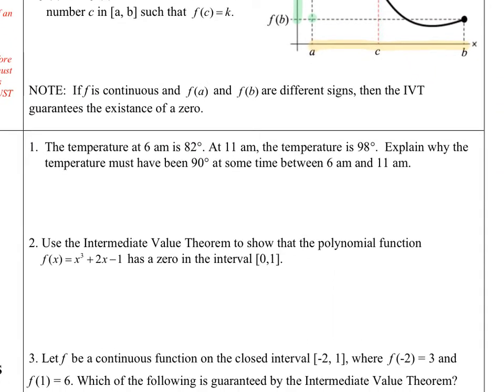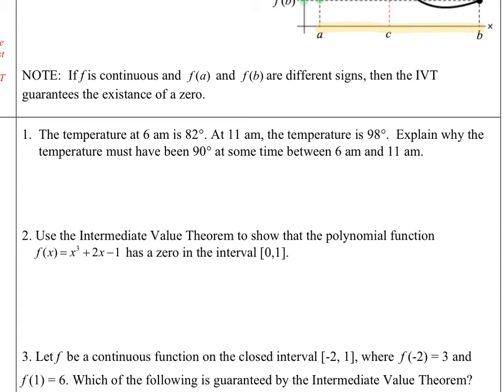The first one is just a practical application and how you use it without even really thinking about it. It says that the temperature at 6 a.m. is 82 degrees, and at 11 a.m. the temperature is 98 degrees, and you have to explain why there must have been a time when we hit the 90-degree mark on the thermometer. If you just use your common sense, and I'm going to use my awesome drawing skills right here.